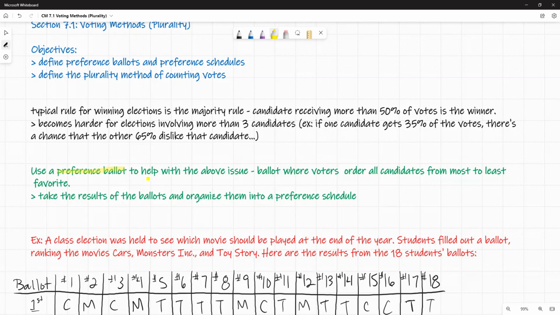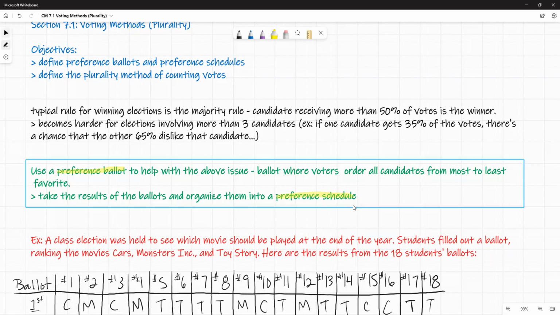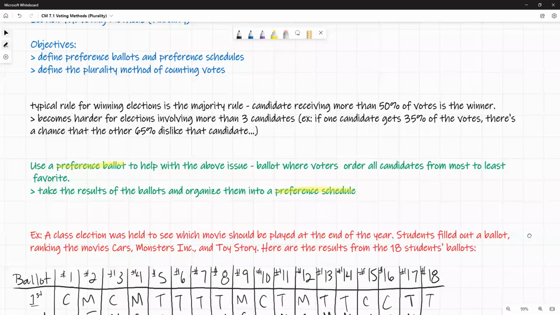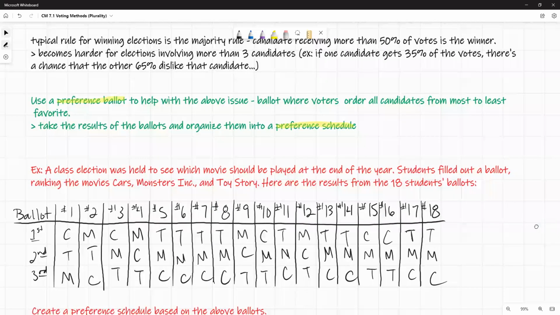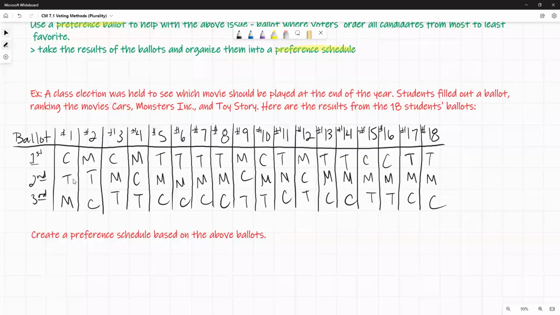Then we want to take these ballots and organize them into what's called a preference schedule. That's what we're going to do in this first example. A class election was held to see which movies should be played at the end of the year. Students filled out a ballot ranking the movies Cars, Monsters, Inc., and Toy Story. Here are the results from the 18 students' ballots.